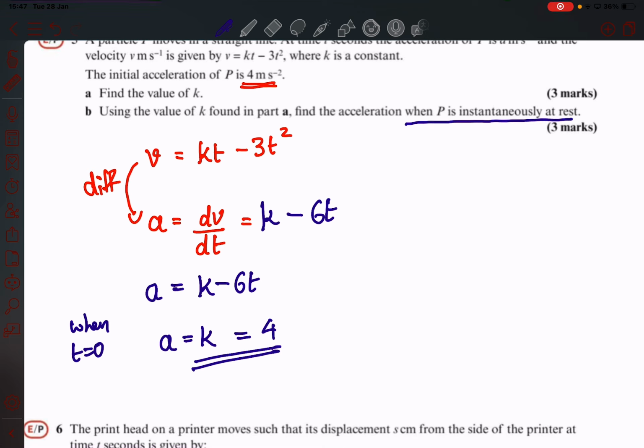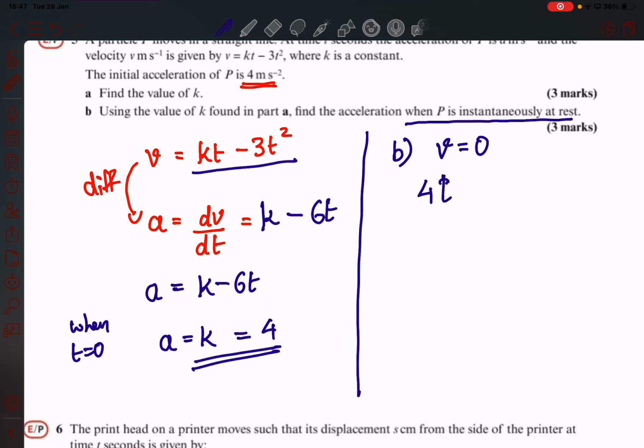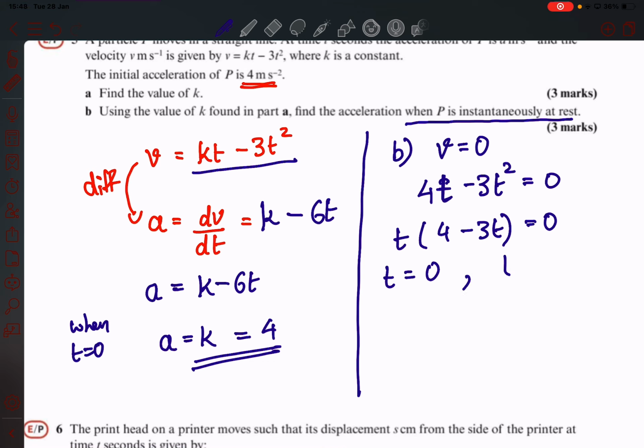So if I have to figure out when P is instantaneously at rest, I have to figure out when velocity is equal to 0. Now I know the expression for velocity is kt minus 3t squared, and I know k is 4. So this is 4t minus 3t squared equal to 0. So we now have t times (4 minus 3t) equal to 0. That means there are two instances where the object is instantaneously at rest. One is when t equals 0 and the other when t is 4 over 3.